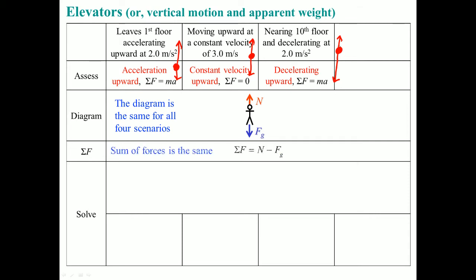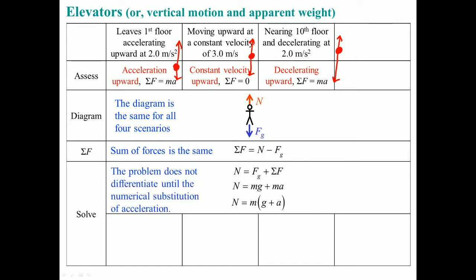So the summation of the force is still the same. All we have is the normal force minus the force of gravity. We did the math from before. If you would like to see it, all I did here is substitute: ma equals N minus Fg. Add Fg to both sides. I get Fg plus ma equals N. Fg is mg, so mg plus ma equals N. Factor out the common term of m. You should get m(g plus a) equals N.